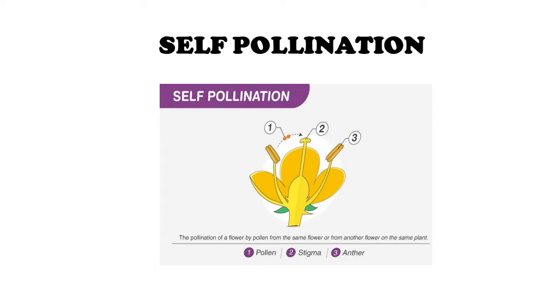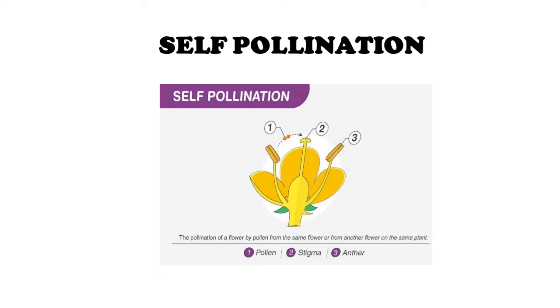Okay, now what are the advantages of self-pollination? Here, self-pollination ensures that recessive characters are eliminated. The next point is that the wastage of pollen grains is very little compared to cross-pollination. Then, in self-pollination, there is no involvement of external factors like wind, water and other pollinating agents.